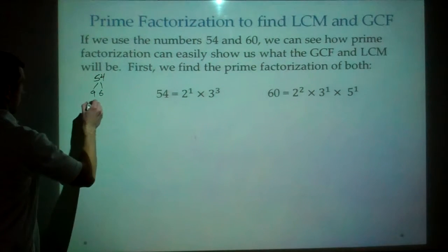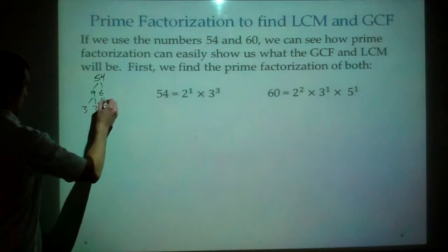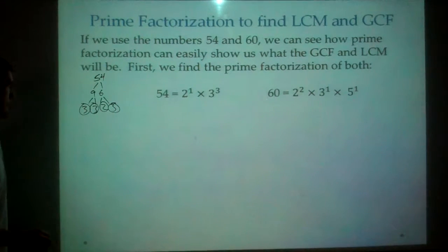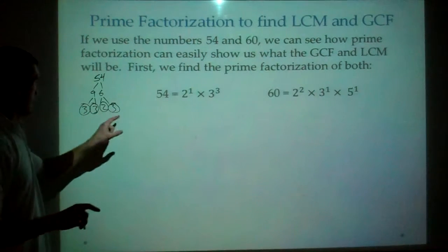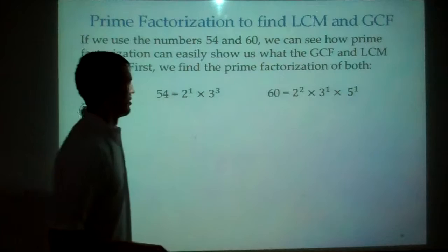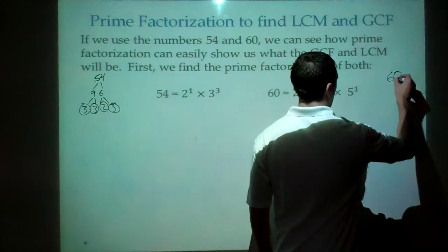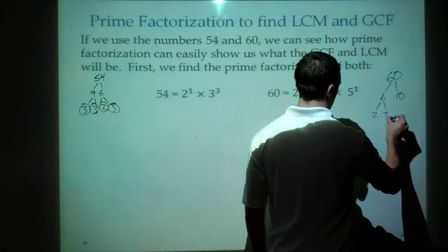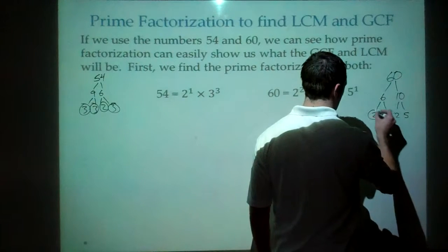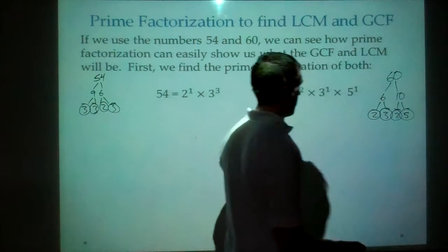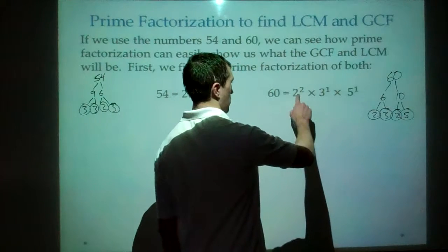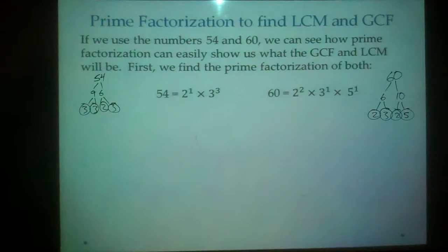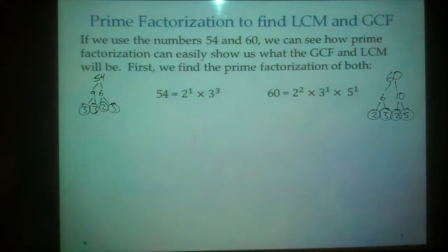So 54 is 9 times 6, 3 times 3, 2 times 3, and those are prime factors. So 2 to the first power, because we only have 1, and 3 threes. So 3 to the third. 60 real quick: I'll go 6 and 10, 2 and 3, and 2 and 5. Those are all prime. So 2 to the second, since we have two 2s, one 3, and one 5. So we have everything to those powers that we need.